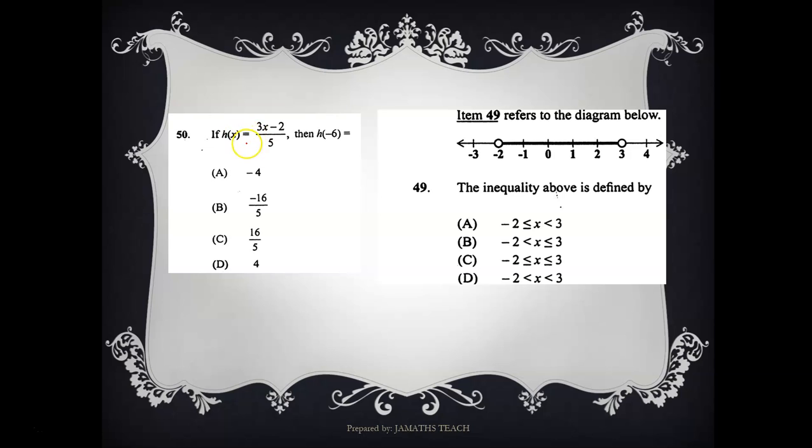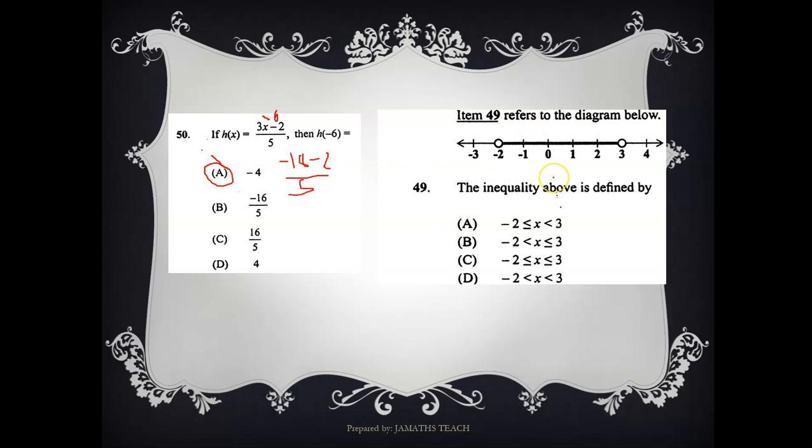Item 50, h of x is equal to 3x minus 2 all divided by 5, then what is h of negative 6? So we know that we're replacing the x value with negative 6. So that would be 3 times negative 6, negative 18, negative 18 minus 2, that's negative 20, divided by 5, that's negative 4. Negative divided by a positive is negative.